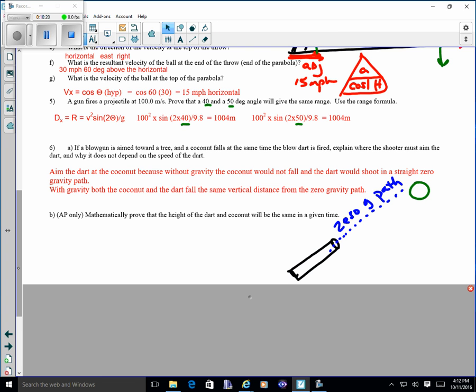So the dart's going to come out of the gun. And if the coconut fell 1 meter, the dart's also going to fall 1 meter because gravity acts the same on both. And so it's falling, though, from the zero gravity path. So this would all be 1 meter for both of them. And so as long as you aim it at the coconut, you will always hit it.